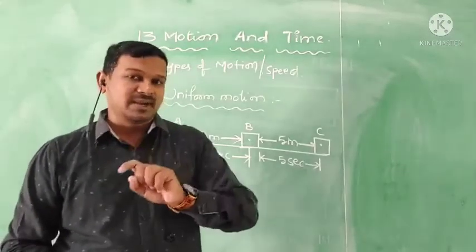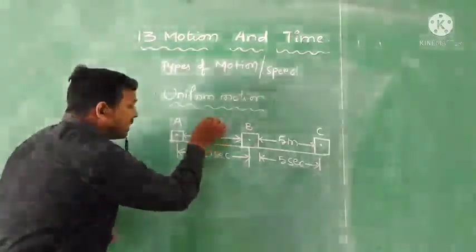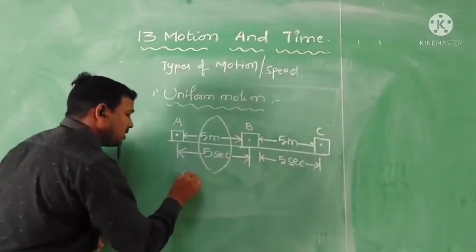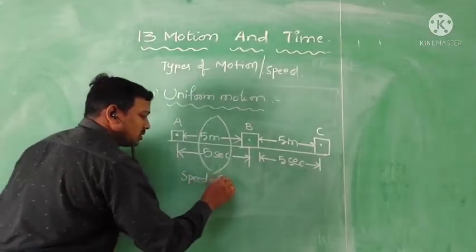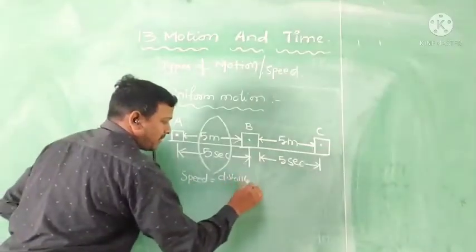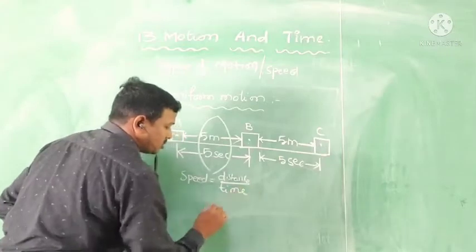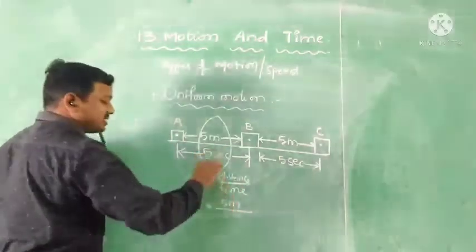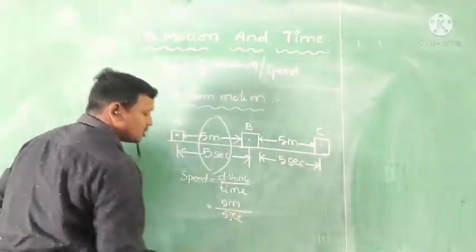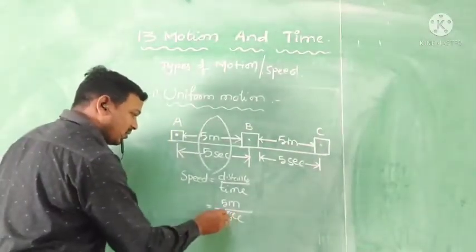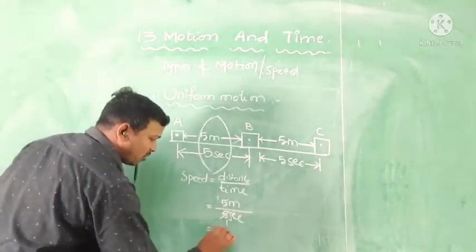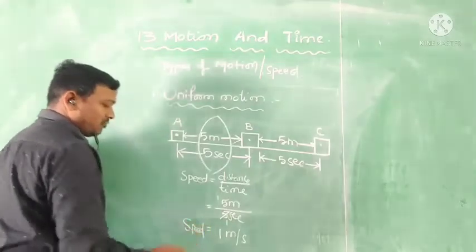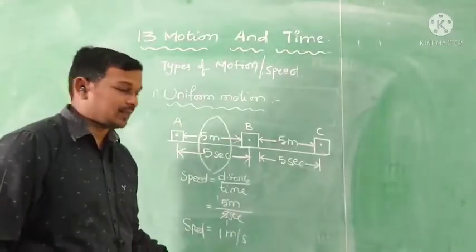So here, what we discussed in the just-now session, speed is equal to distance by time. So what is the speed the body has here? Speed is equals to distance by time. The distance covered is 5 meters. The time taken is 5 seconds. So that is 5 by 5, the 5s get cancelled. We got 1 meter per second as the speed.